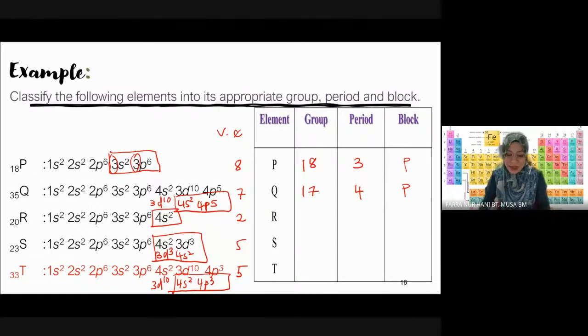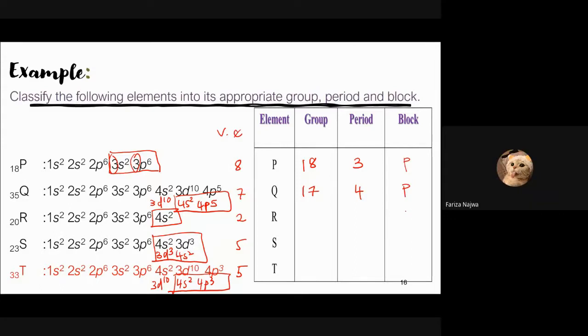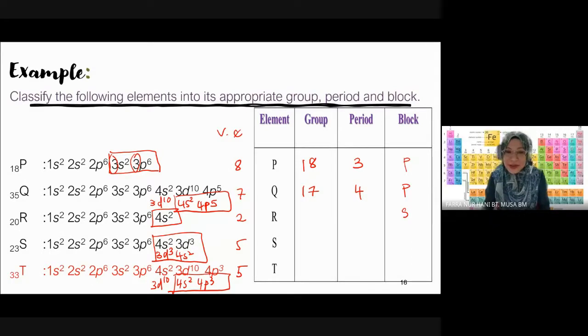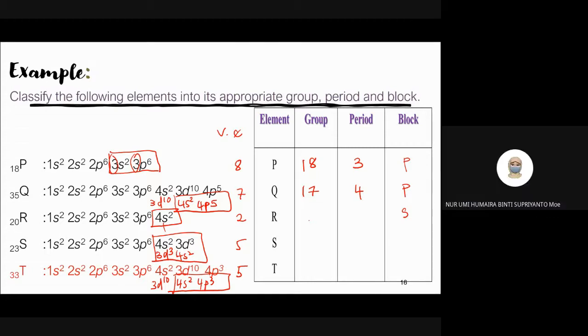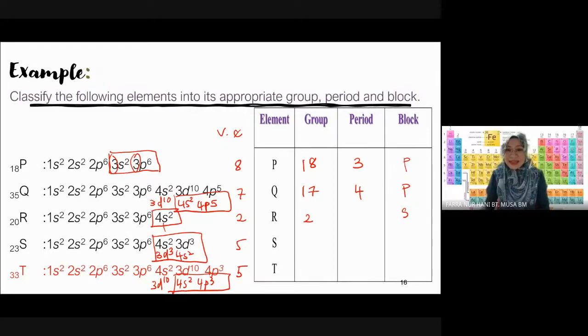What about R? The group is block dulu, block. Kita buat block dulu. Block apa? S. Block S, dia ada S saja kat sini. So block S, okay. So kalau block S, group dia valence electron is still group 2. Yes, no need to plus 10 kan. Sebab dia block S bukan block P. Okay, tak perlu tambah 10. Okay, 2 sama macam valence electron.